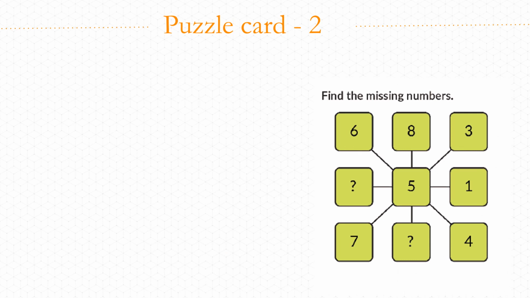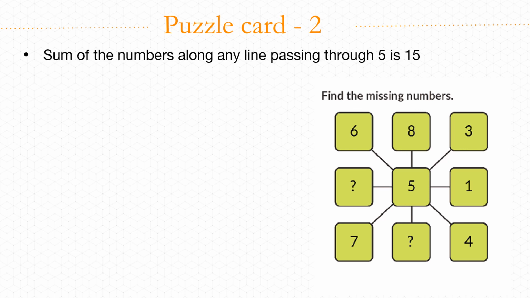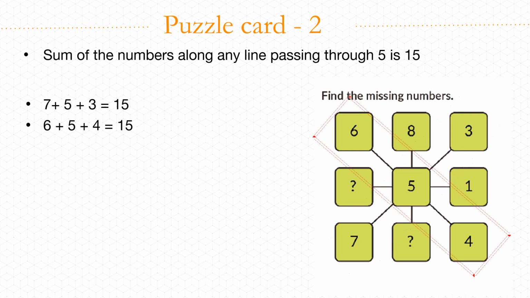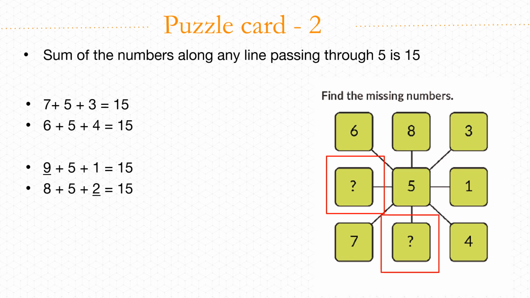In the second puzzle, children spot patterns to figure out the missing numbers. After a few trials, they see that the sum of numbers along any line passing through 5 is 15. Like 7 plus 5 plus 3 is equal to 15, 6 plus 5 plus 4 is equal to 15. So to get to 15 as the sum of this row, we need to fill in this box with the number 9. That is, 9 plus 5 plus 1 is equal to 15. Similarly, to get 15 as the sum of this row, we need to fill this box with the number 2. That is, 8 plus 5 plus 2 is 15.